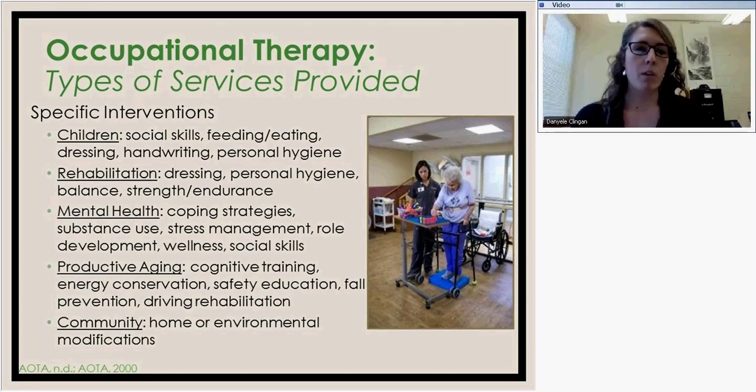So again, we do work with children, maybe doing handwriting, maybe working on mental health. A big push right now is substance use and coping strategies, maybe working on some social skills. And then also working out in the community. So maybe we're working in the home, doing home modifications or home evaluations, or working out in the community to make some modifications as well. And the community setting might be the biggest relationship between occupational therapy services and AgrAbility projects or agricultural service providers.